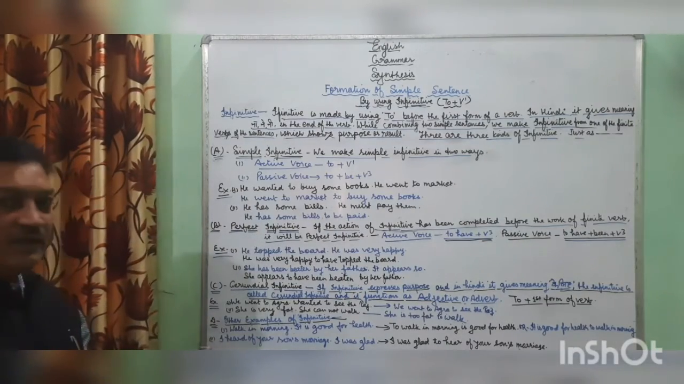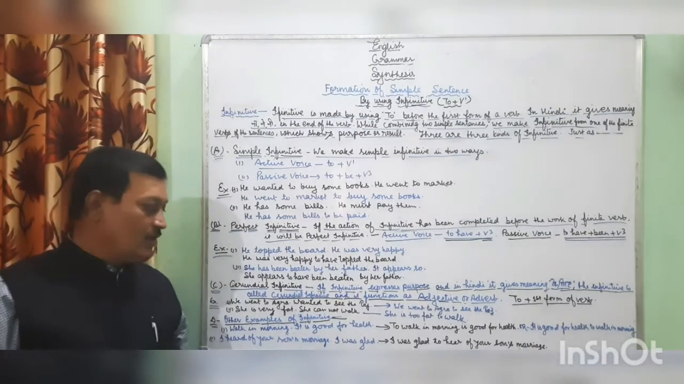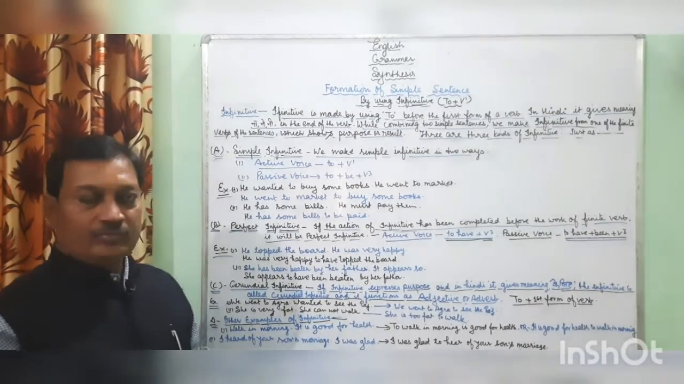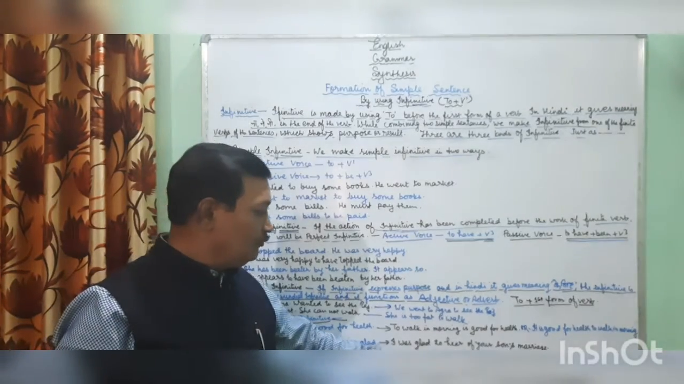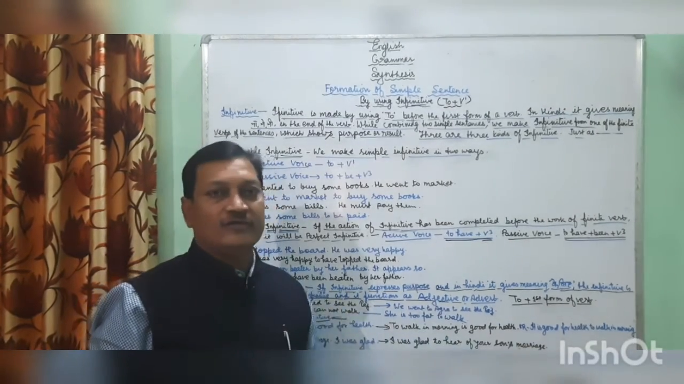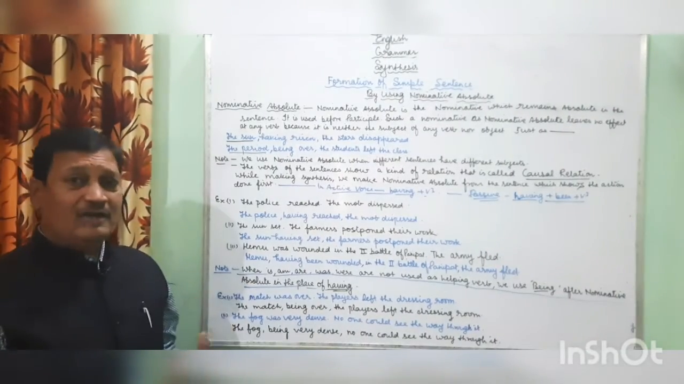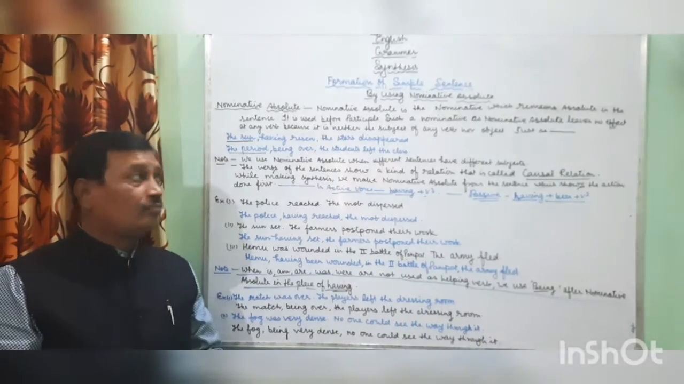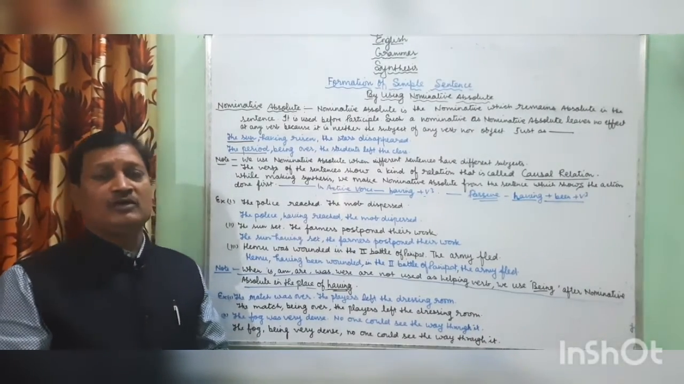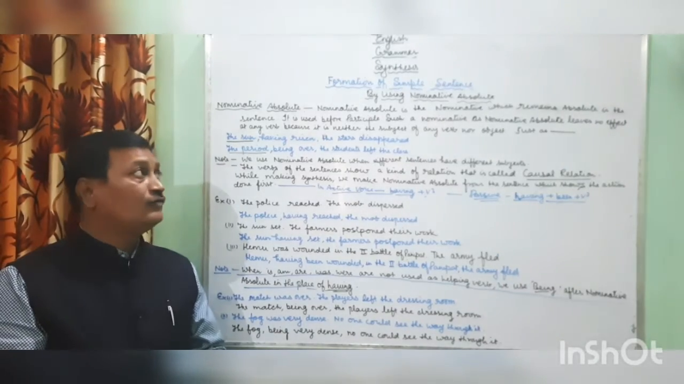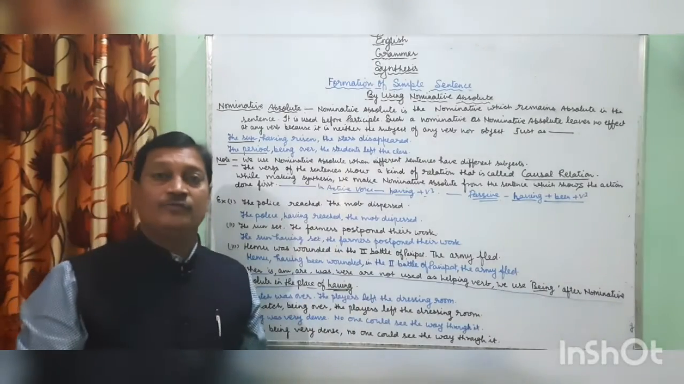Let's see another example. I heard of your son's marriage. I was glad. Let's combine. I was glad to hear of your son's marriage. Students, let's see another way of combining two or more than two simple sentences into a simple sentence by using nominative absolute.